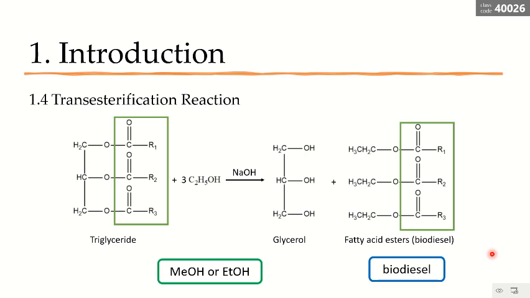If we use this reaction structure scheme to elaborate this reaction, the triglyceride structure looks like this. The green box basically highlights the fatty acid moiety. When we say moiety, it means part. Ester has two parts: one is the alcohol part, one is the acid part, right? So this acid part will react with these alcohols.